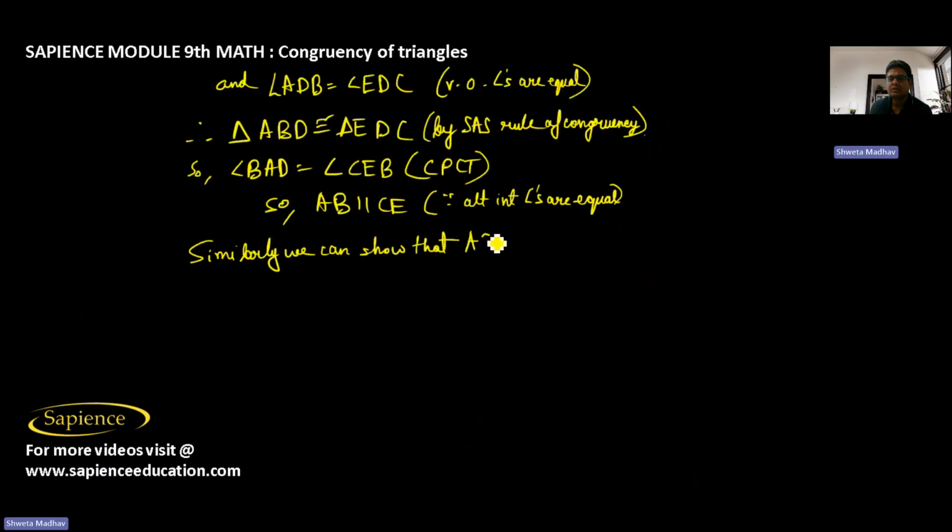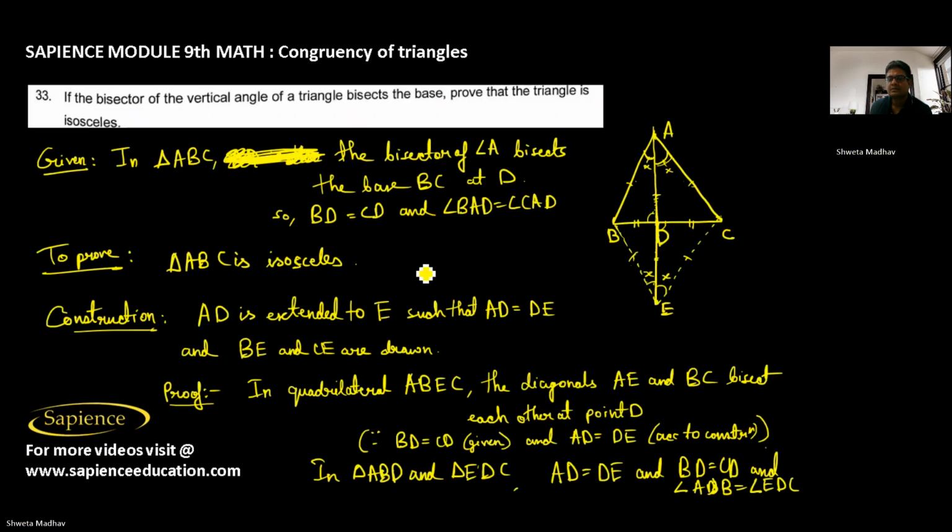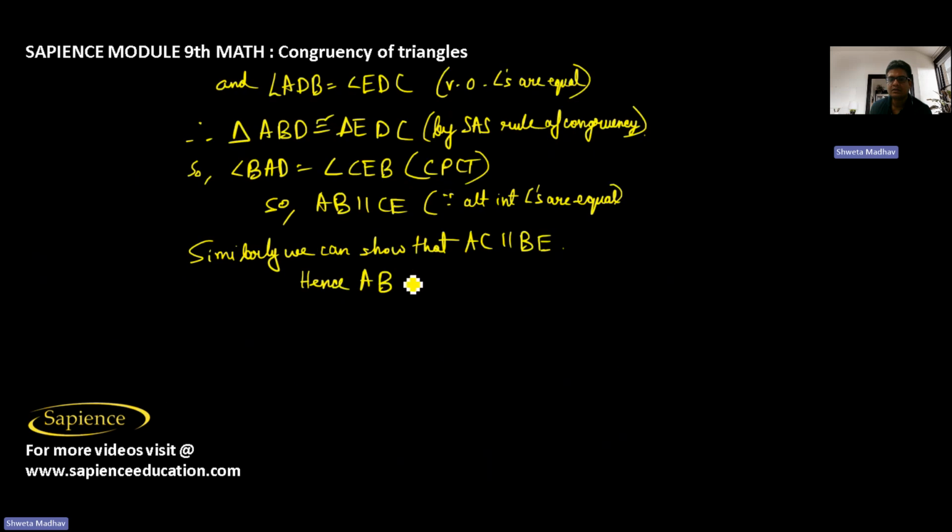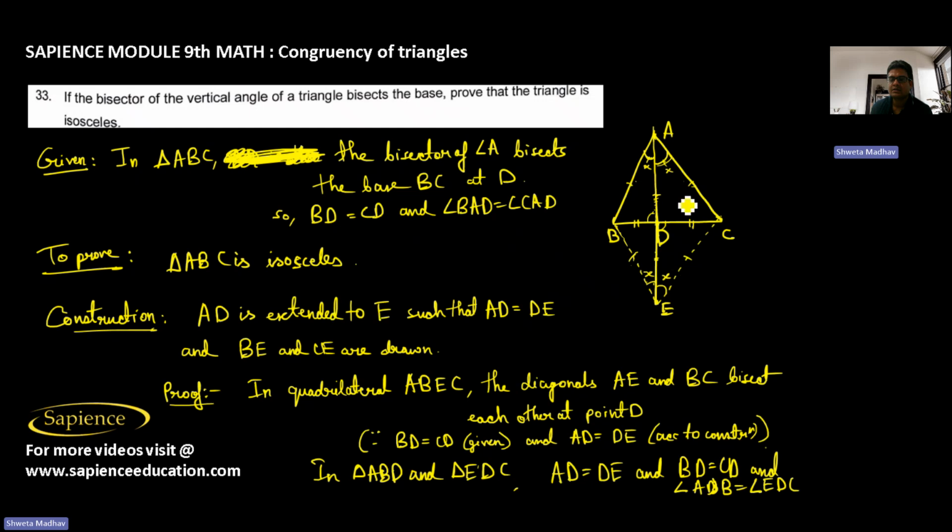AC is parallel to BE. So hence we can say that ABEC is a parallelogram. Therefore, I can say that these two angles are equal.